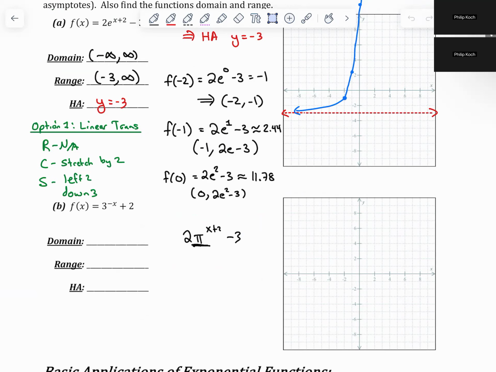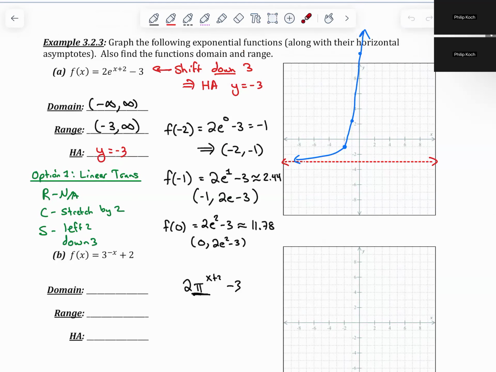But when you see this e to the x plus 2 minus 3, that's really no different than saying 2 times pi raised to the x plus 2 minus 3. Pi is just a number. e is just a number. I wish we had chosen something else, to make sure that it was not one of the letters of our alphabet.